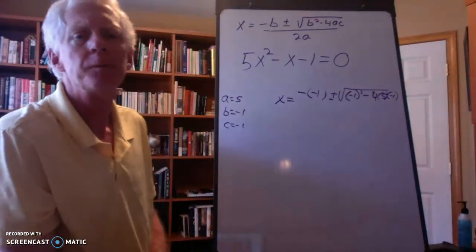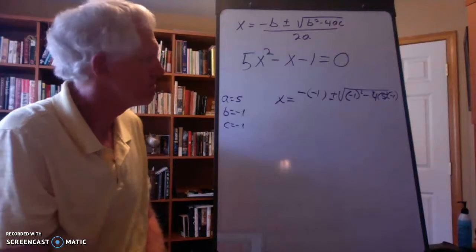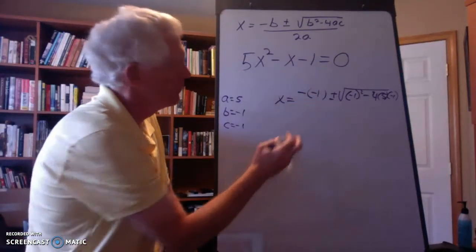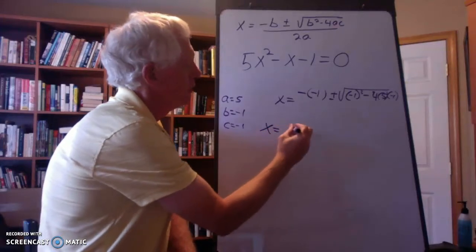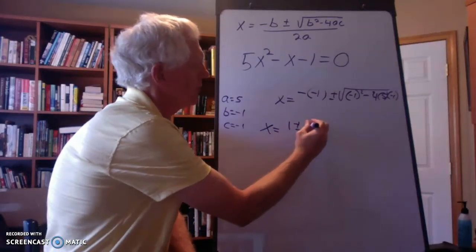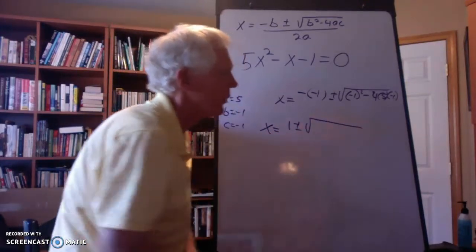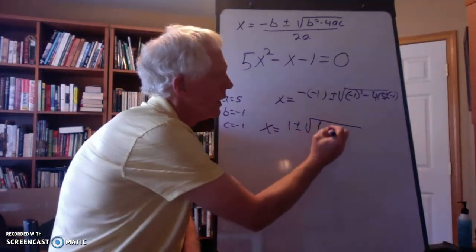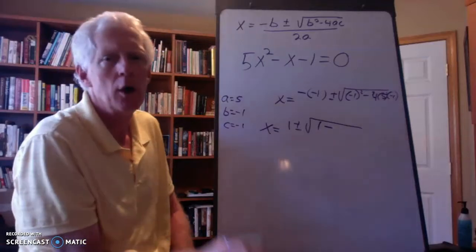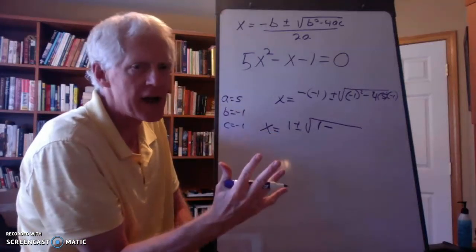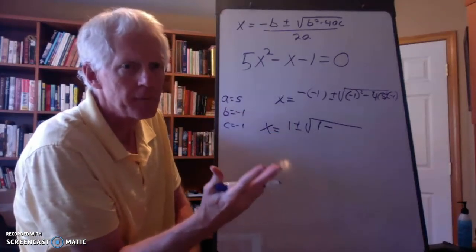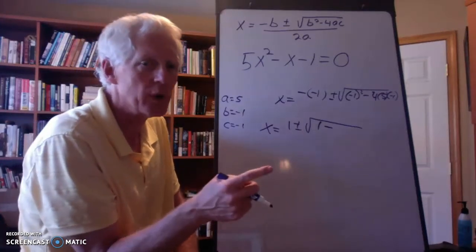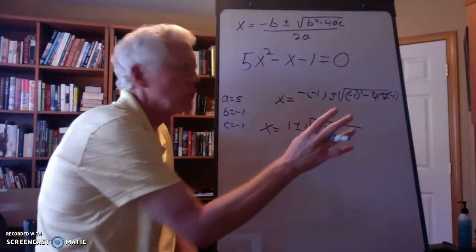I think you can. So now we're going to simplify. I'll move it over this way more. Negative 1 is going to be 1. So x equals 1 plus or minus. Let's focus on this discriminant right here. Negative 1 times negative 1 is 1. Minus, okay, 4 times 5 times negative 1. 4 times 5 is 20. 20 times negative 1 is negative 20.